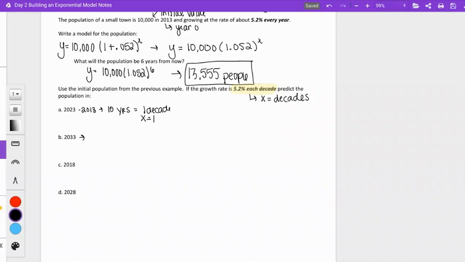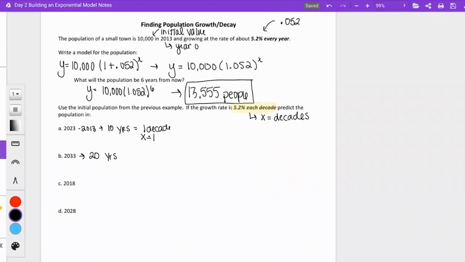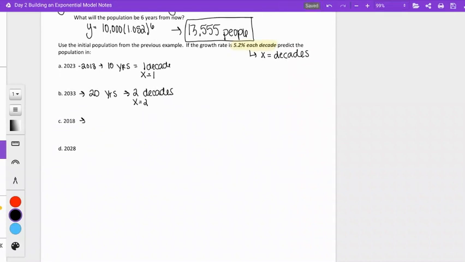2033 is 20 years, right? From 2013, it's 20 years. So that's 2 decades. X is 2. 2018 is 5 years. That's half of a decade, right? So X is 1/2, right? So I would just take it from there.